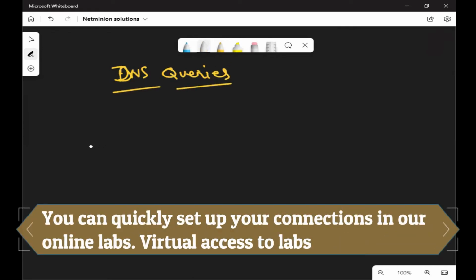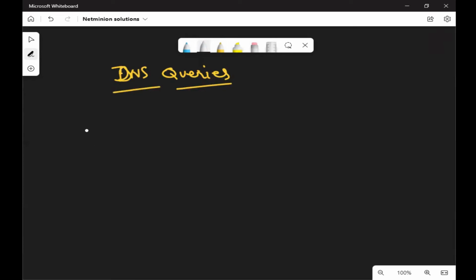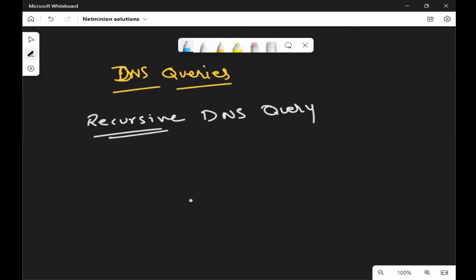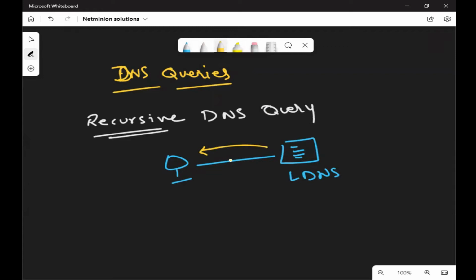In a wide overview, there can be 3 queries. One is the recursive DNS query. What happens in a recursive DNS query? It takes place between your client and the very first server, the DNS recursor, what I talked about. LDNS also we used to say. So it happens between your client and LDNS. And what a recursive DNS query says is that either I will give you the complete FQDN resolution, meaning the IP address, or I will give you the error that I am not able to find it. That is your recursive query, which works in between client and LDNS.